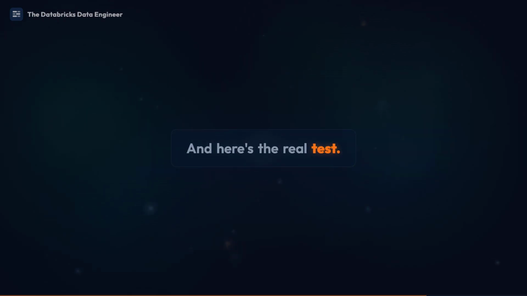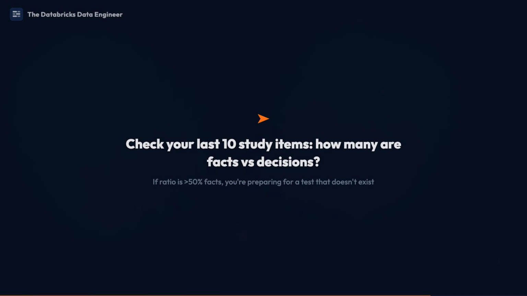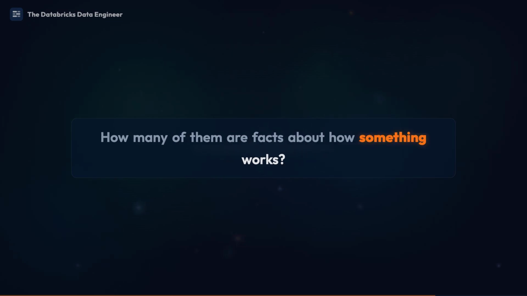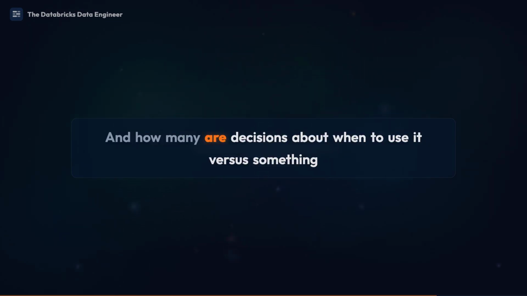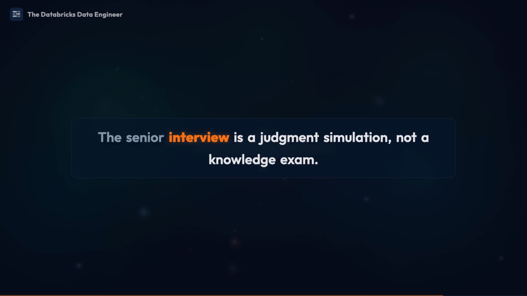And here's the real test. The one that tells you if you're caught in the preparation gap. Pull up whatever you've been studying, your notes, your bookmarks, your Notion page. Look at the last 10 things you reviewed. How many of them are facts about how something works? And how many are decisions about when to use it versus something else? If the ratio is more than 50-50 toward facts, you're preparing for a test that doesn't exist. The senior interview is a judgment simulation, not a knowledge exam.